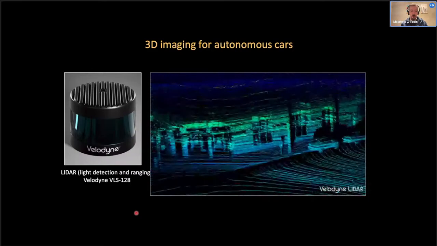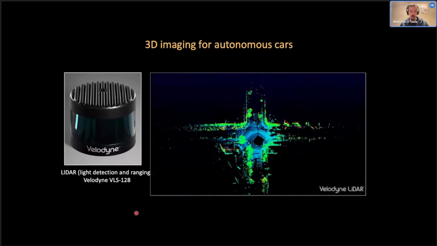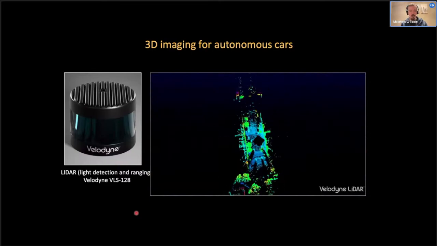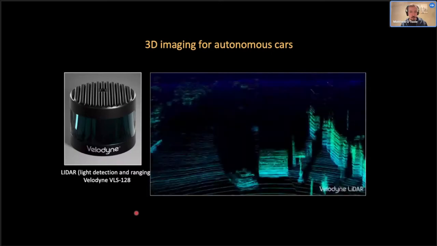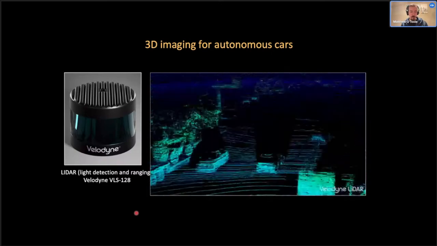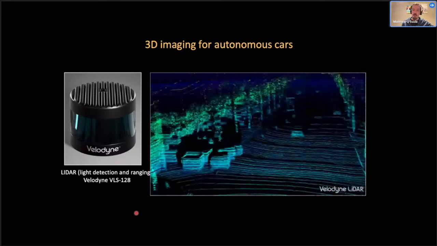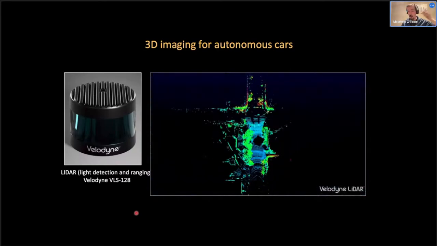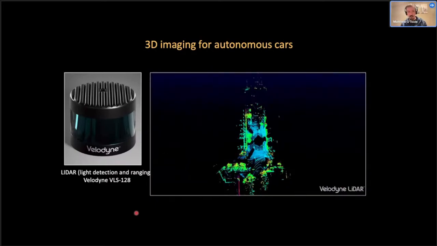So this video shows basically a point cloud, basically a 3D distribution of points that represents the environment that's surrounding a car that's driving on the road here. And each one of these points was actually measured by this device through sending light out into the scene. And in this case, using the time it takes for light to come back to the sensor to measure distance. So this is an example of a device that's using the time of travel of light to measure 3D shape.